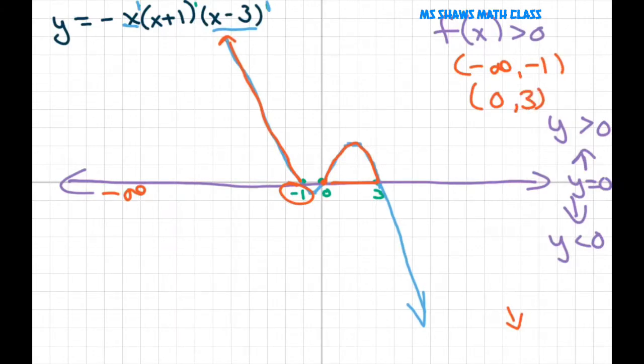And where is our graph negative? It's only negative here, which is 3 to infinity.